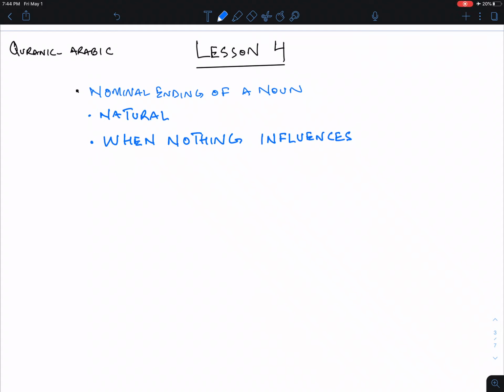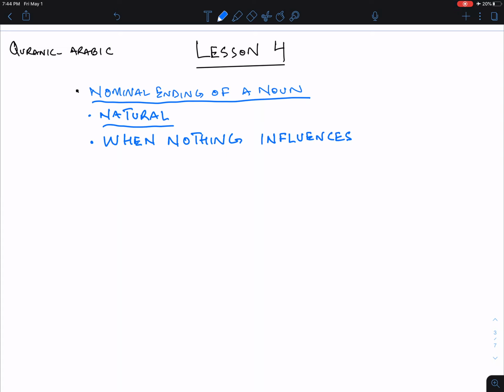Bismillah ar-Rahman ar-Rahim. So, inshallah, we continue with our lesson number 4. And today, what I want to discuss is a little bit about the basics of the word again. And our focus is noun, as we had said in the past. So, what I'm talking about today is the nominal ending of a noun. So, that's the focus for us today: in the natural state, what does the noun have?